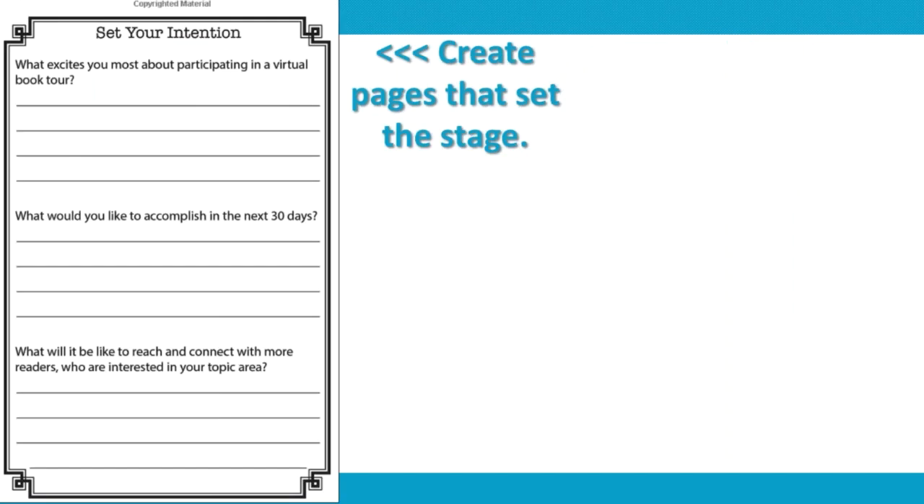So what you want to do is create pages that set the stage. On this left-hand side, it says set your intention. At the beginning of the journal, I'm asking them, what excites you most about whatever your topic is. This happens to be a journal on virtual book tours. But they have a way to capture their enthusiasm. And I'm setting the stage and letting them know this is a topic to get excited about. So what are you excited about?